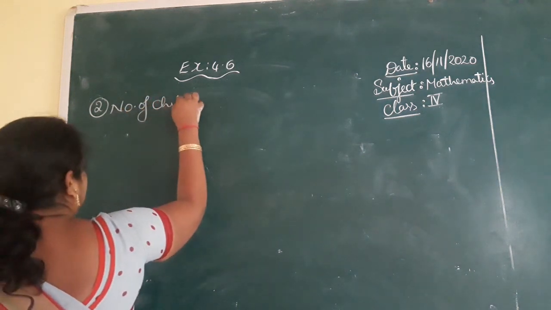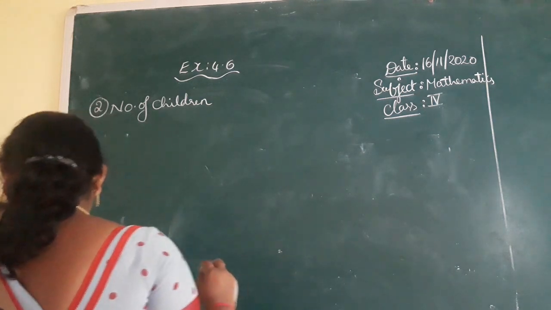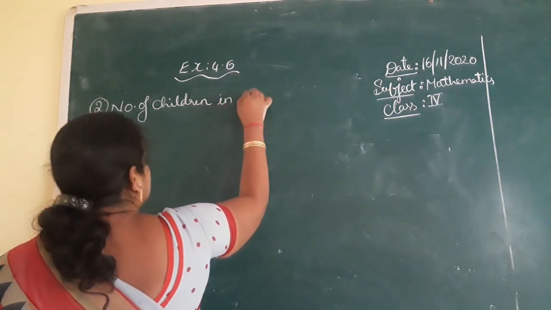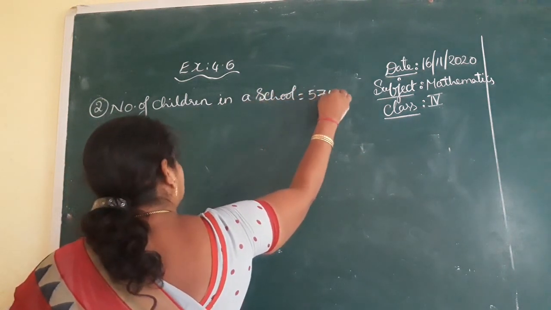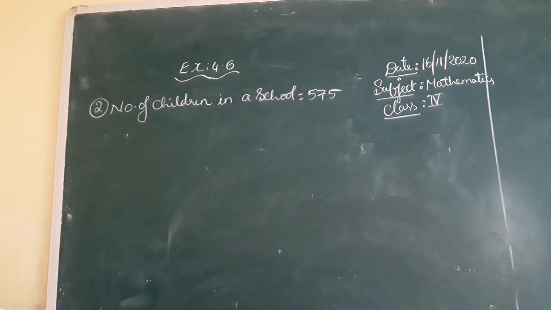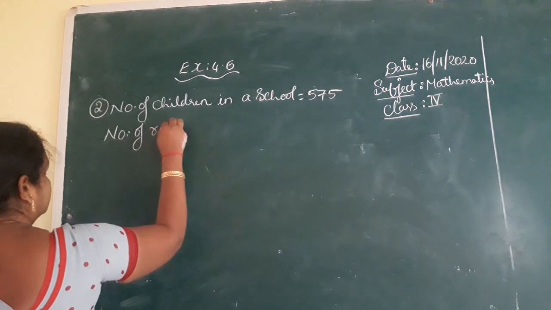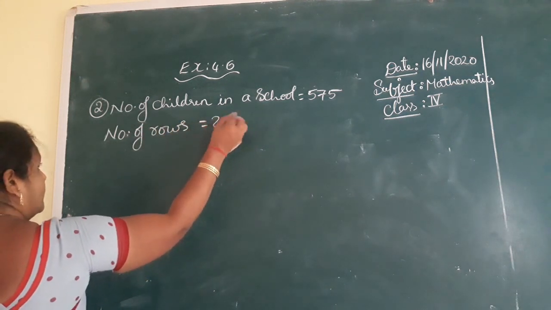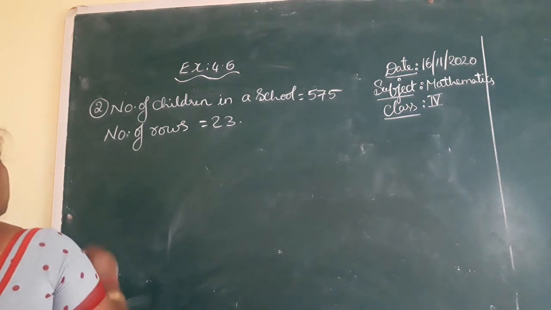How many children are there in the school? 575 children are there. In that, they are made to stand equally in 23 rows. So the number of rows is 23. What is the question? How many children are there in each row?